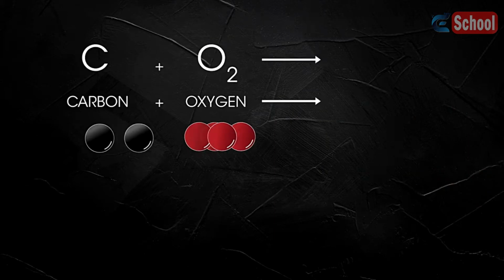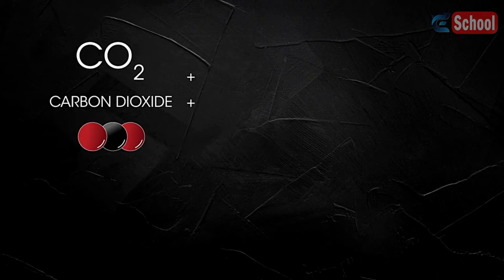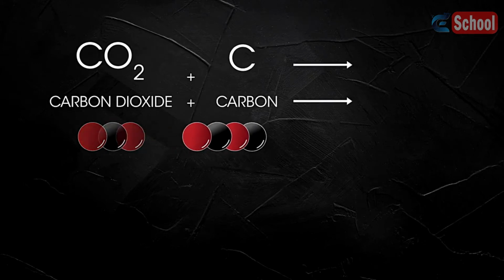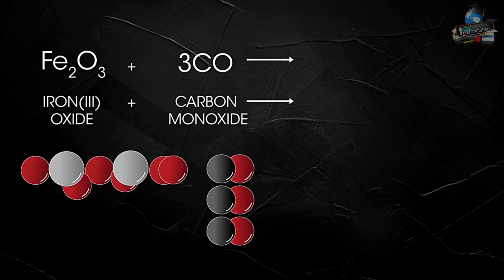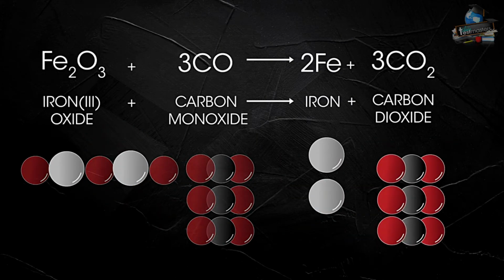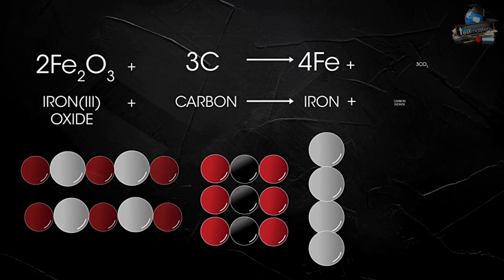The actual reaction is a three-step process. The carbon burns to produce carbon dioxide. The carbon dioxide reacts with more of the carbon to make carbon monoxide. The carbon monoxide then reduces the iron oxide to iron. The reduction reaction can be summarized as this.